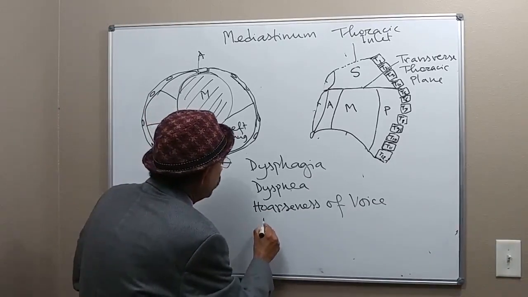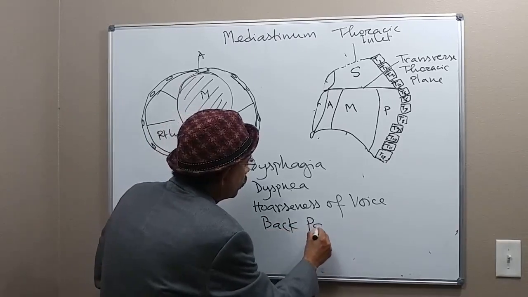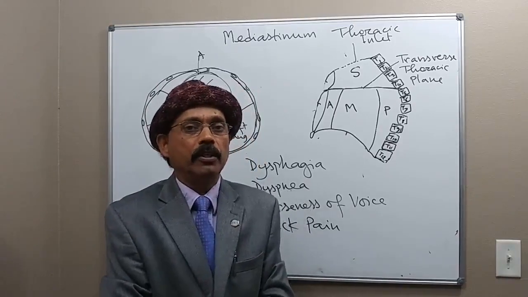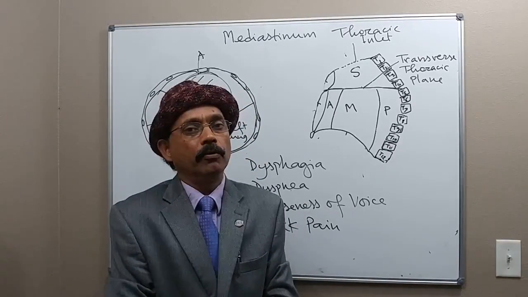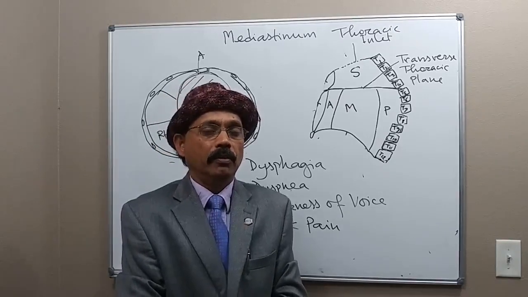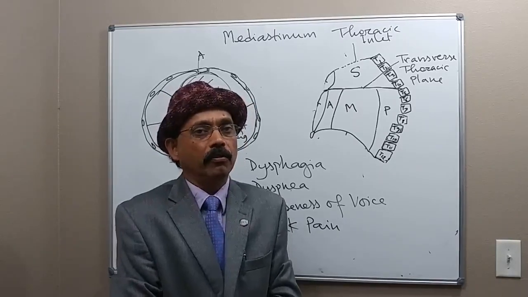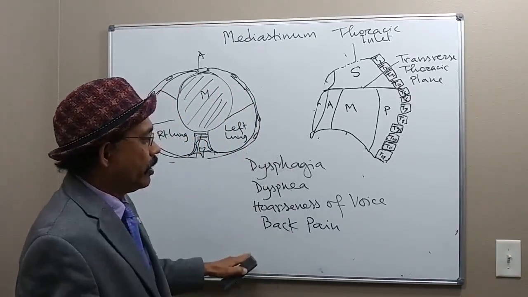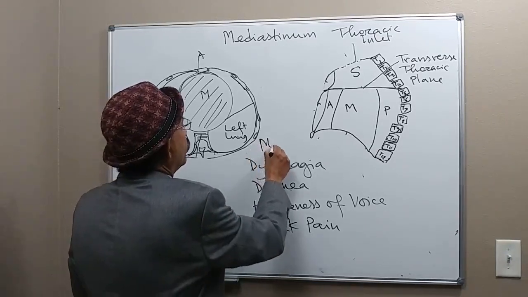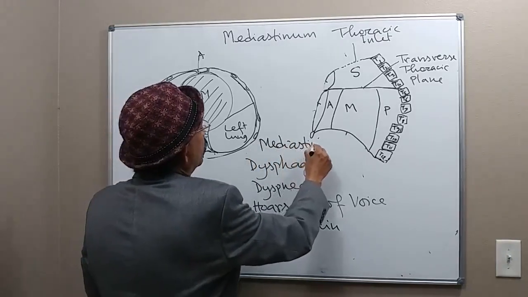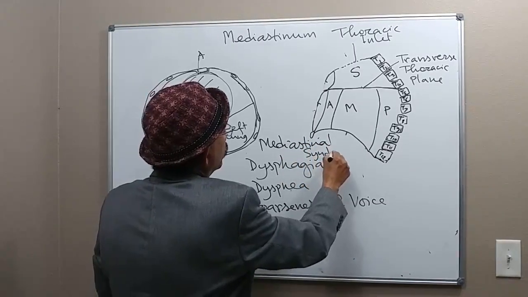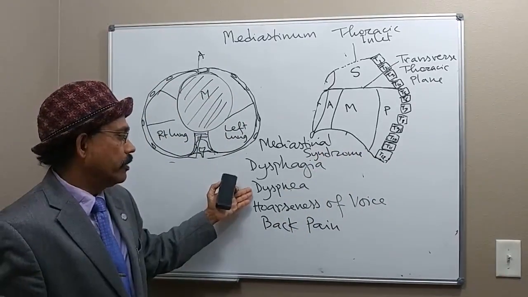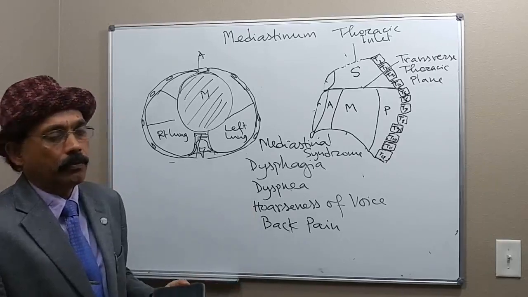We may have back pain. Back pain is possible due to erosion of the ribs by the blood vessels, especially in coarctation of the aorta, or any other growth in the vertebral column. That may erode the vertebra and cause back pain. So these all are the mediastinal syndrome. We may have dysphagia, dyspnea, hoarseness of voice, back pain.